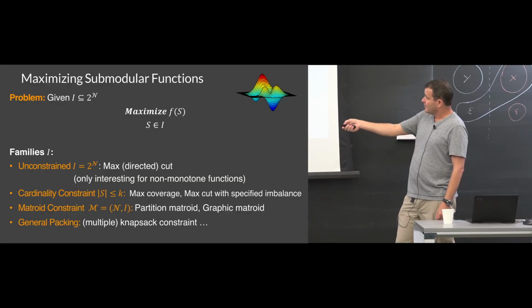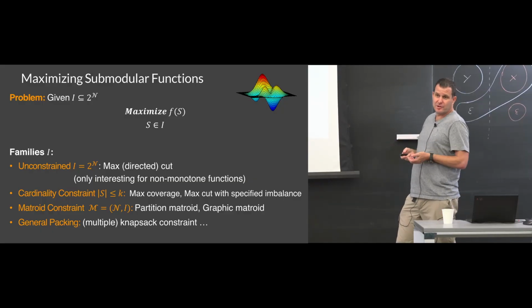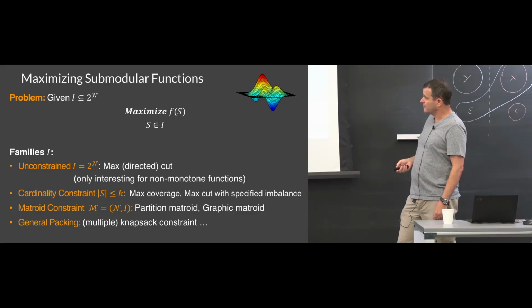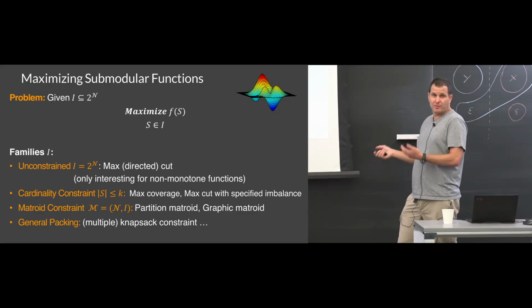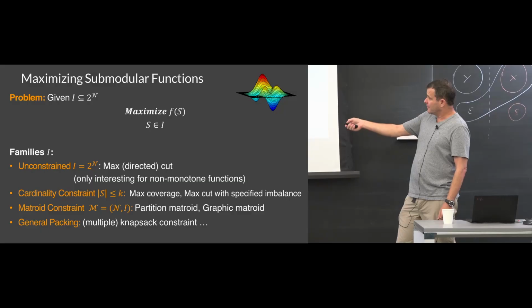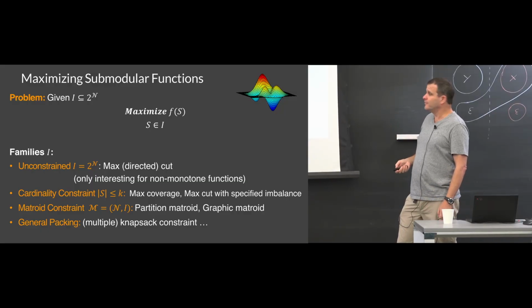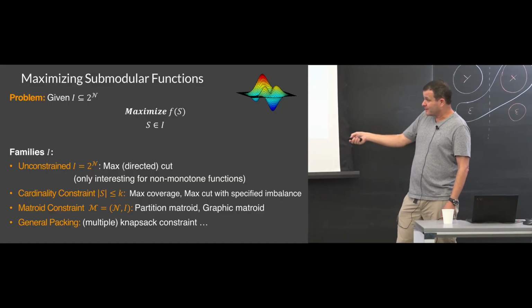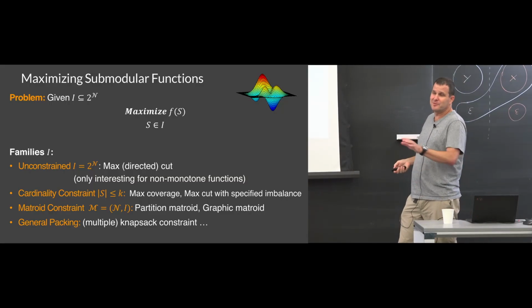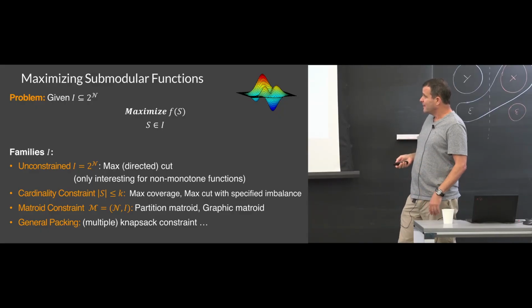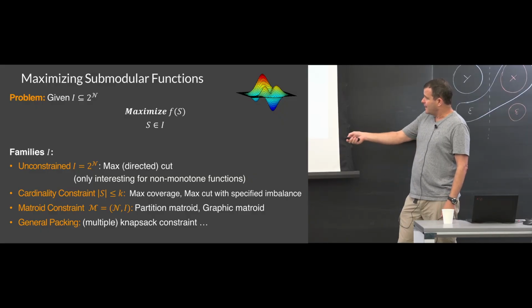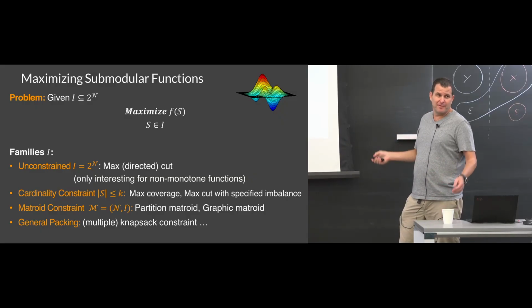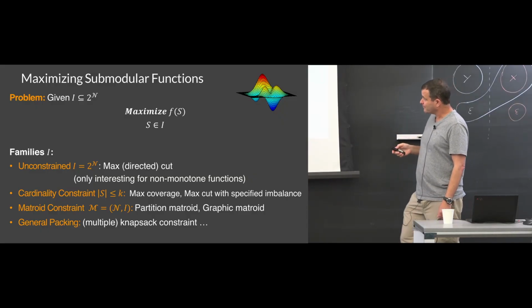So this is an interesting question. Another natural family is that you can choose at most k dishes. This is interesting both in monotone and non-monotone. It will give you max coverage, for example, if you know the problem, or max cut with some specified imbalance. There are Matroid constraints that I will explain in a minute, but you don't need to know a lot about Matroids. But you can think about any family of feasible subsets: any packing, knapsack, your favorite feasible subset.